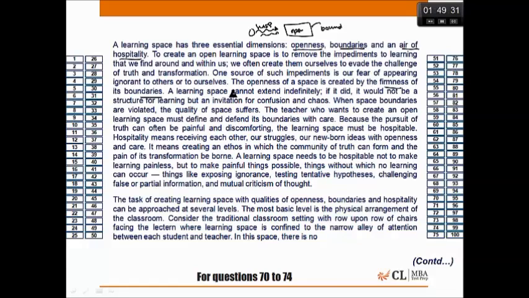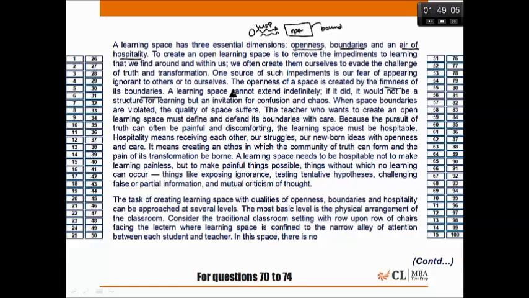Learning space cannot extend indefinitely. If it did, it would not be a structure for learning, but an invitation for confusion and chaos. When space boundaries are violated, the quality of space suffers. Okay, he's saying why boundaries are needed. If there is no boundary, there is nothing. Okay, we need boundaries. Great. The teacher who wants to create an open learning space must define and defend its boundaries with care, because the pursuit of truth can often be painful and discomforting.